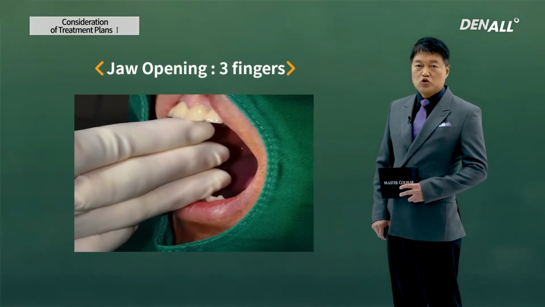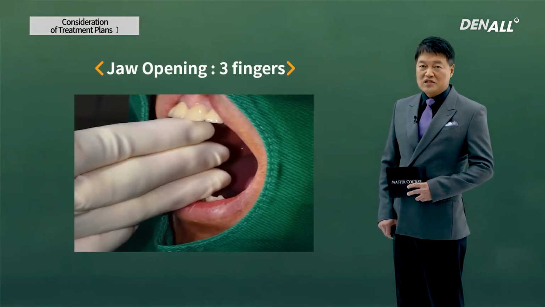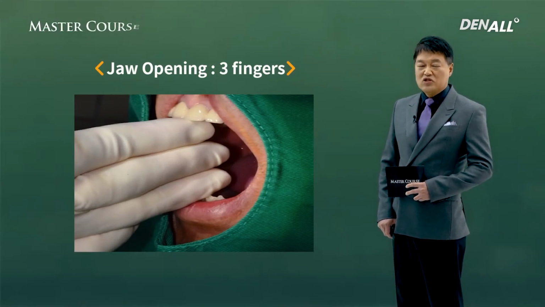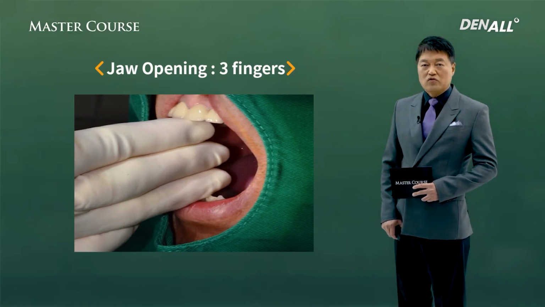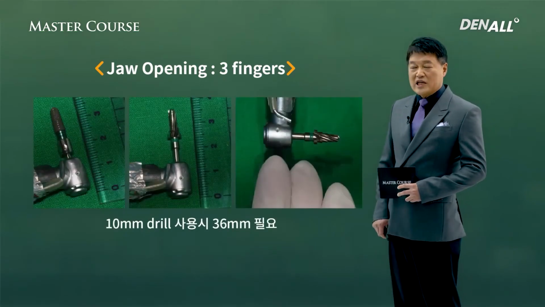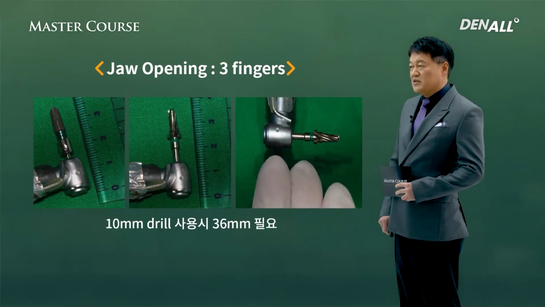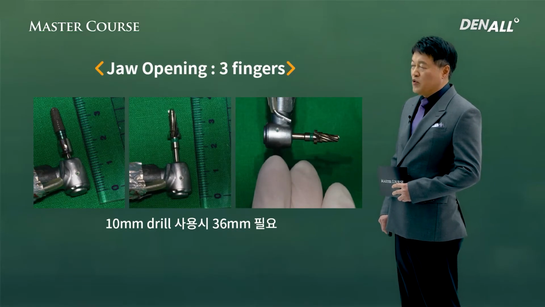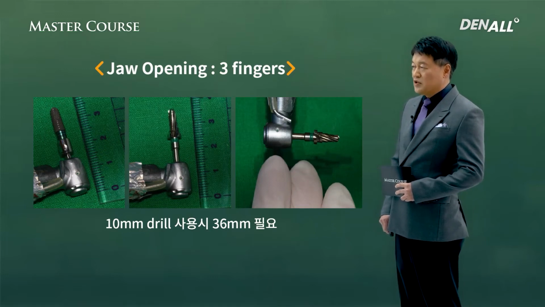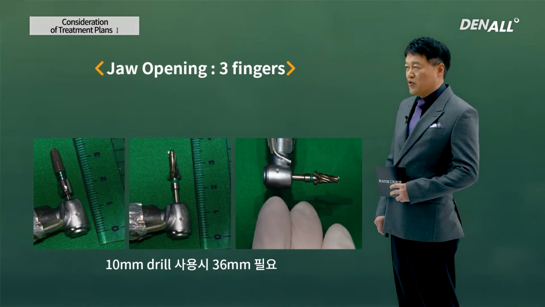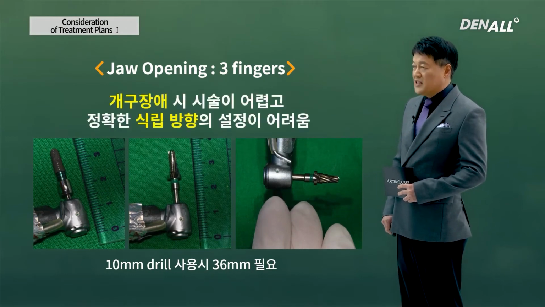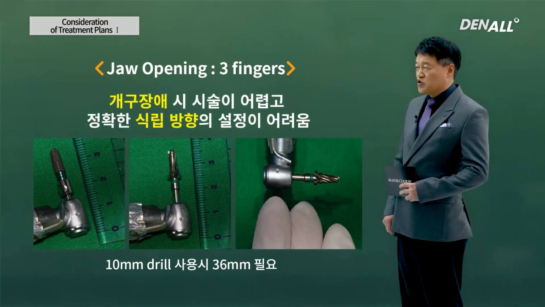Another item to check for adequate surgery is whether patient's mouth opens well. 3-finger tests should be done. If these 3 fingers can go in without difficulty, there is no obstacle in proceeding with the surgery. We use 10mm drill a lot. For this, the patient needs to open up by 36mm. When you put in 3 fingers, it is more than enough. But if not, procedures can be difficult and getting accurate placement direction can be difficult.